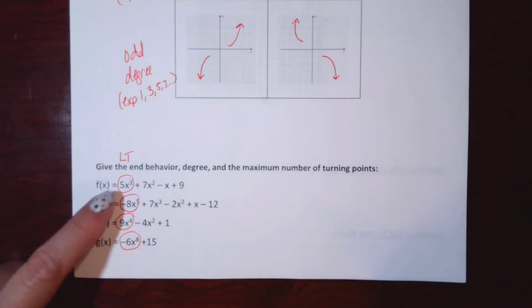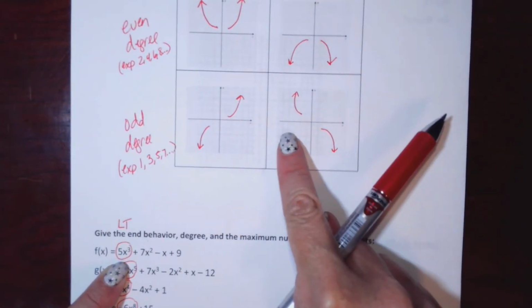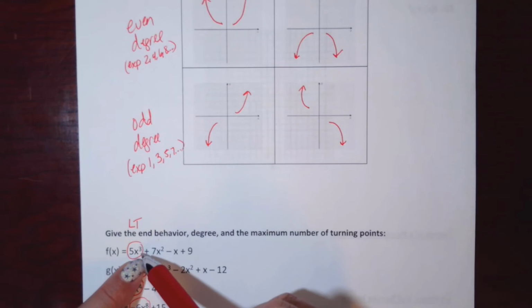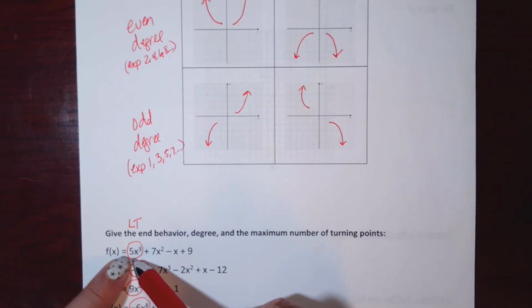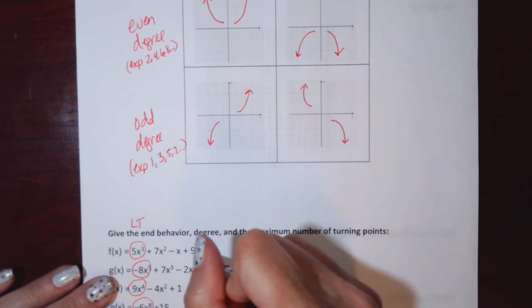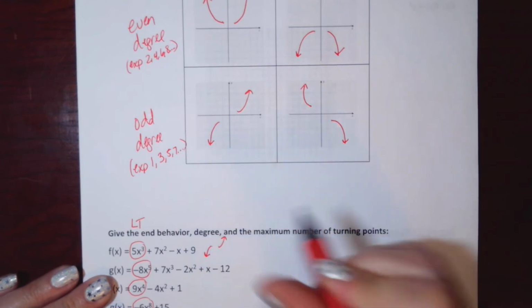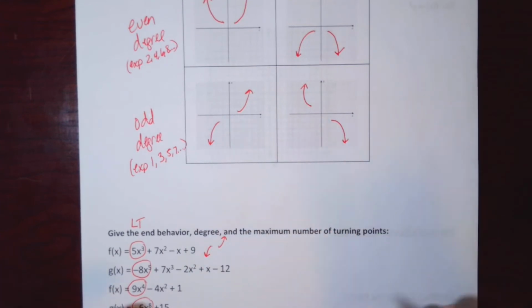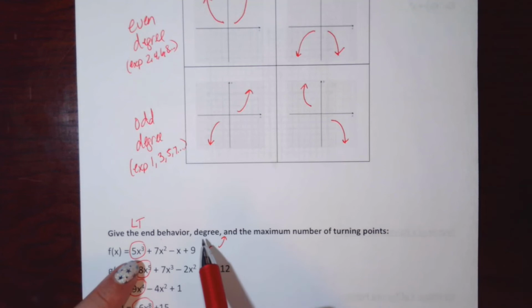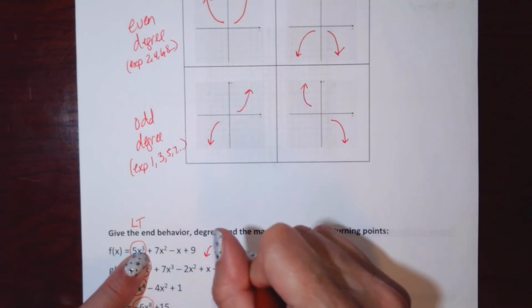All right, so end behavior. I'm going to sketch one of these 4 shapes. This is a cubic function, and my coefficient is positive. So it's going to look like my parent function as far as the end behavior goes, where I start low and finish high. The degree of this is 3.